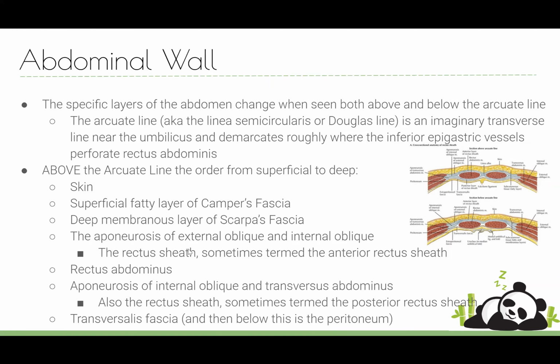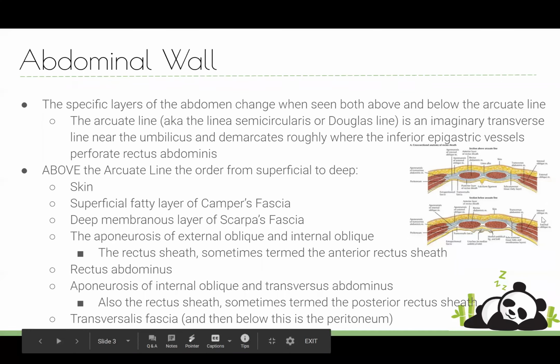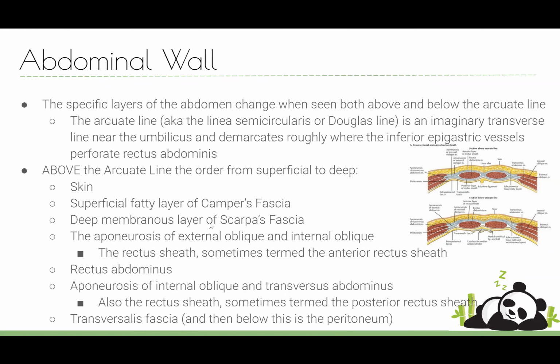This is called the rectus sheath. So these aponeuroses form the anterior rectus sheath, this area here. Then you have the rectus abdominis muscles, which is effectively just your abs. And then the aponeurosis of the internal oblique and the transversus abdominis on the other side. So basically you have the aponeurosis of the external oblique on top, and half of the internal oblique aponeurosis on top, and the other half on the bottom, as well as the transversus abdominis aponeurosis down inside, which is the posterior rectus sheath. You then have the transversalis fascia, and below that is the peritoneum, which we'll get to later.